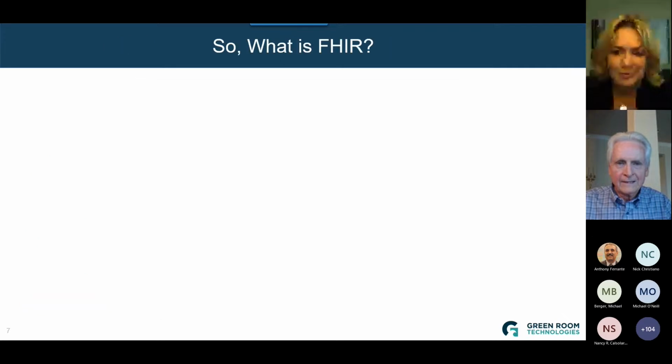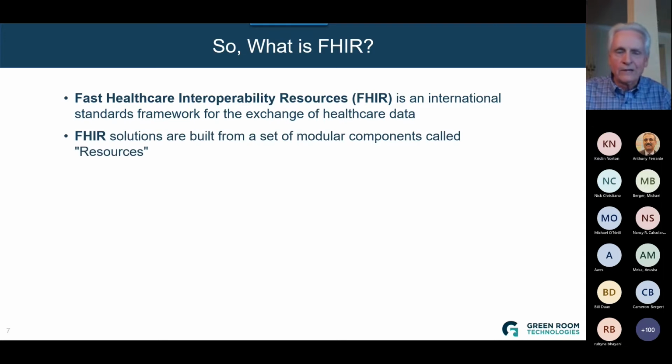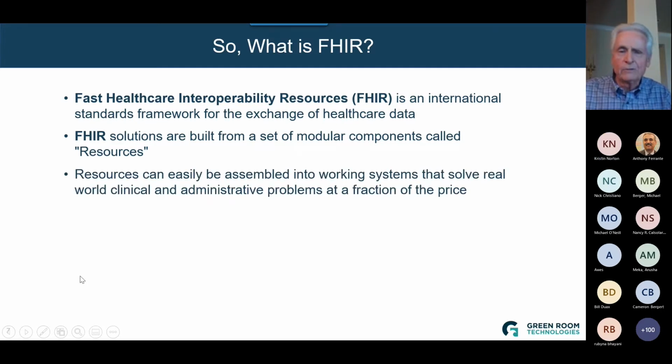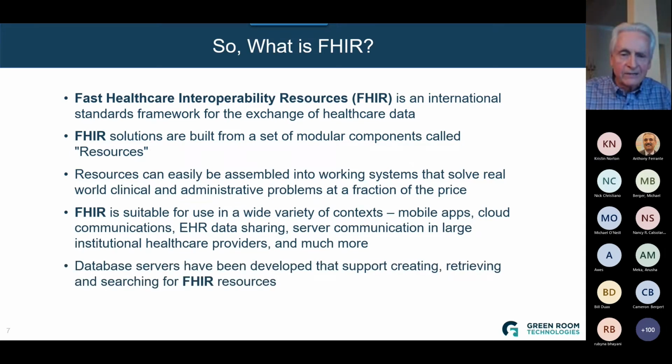Yeah, I'll do this real quickly. FHIR stands for Fast Healthcare Interoperability Resources. You can think of these resources: there's a resource for a patient, a resource for a practitioner, a resource for observations. And we put those together as modular components, kind of like tables if you're a relational database person. Then we assemble those into working systems, and we can use that FHIR resource in a variety of contexts.